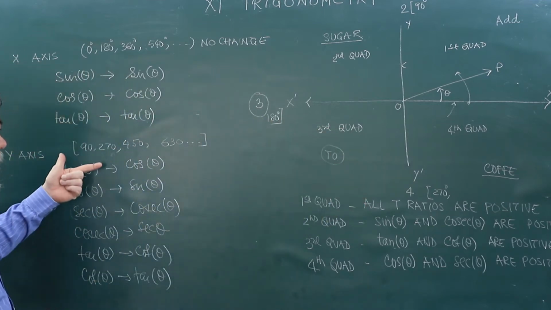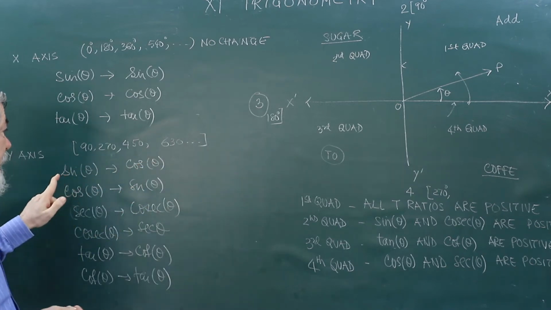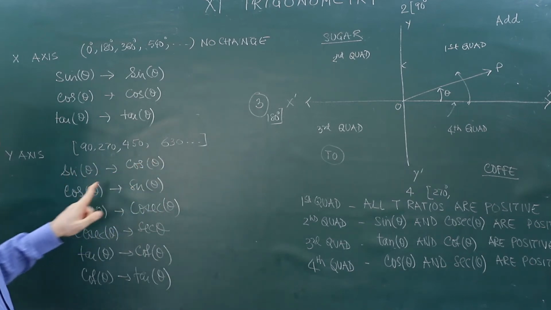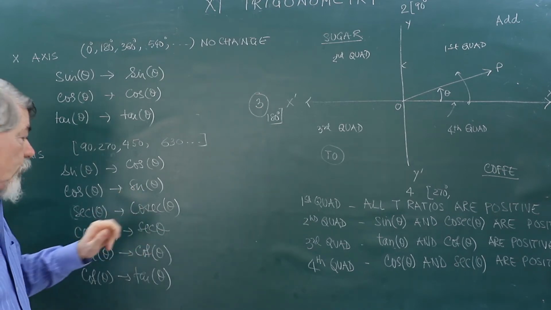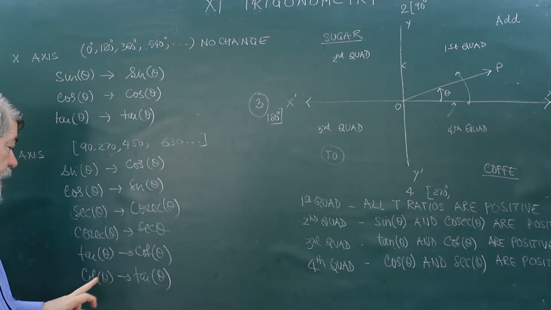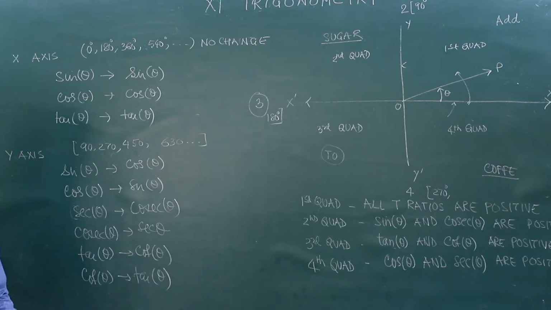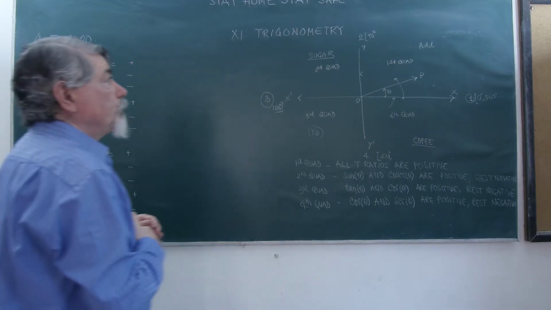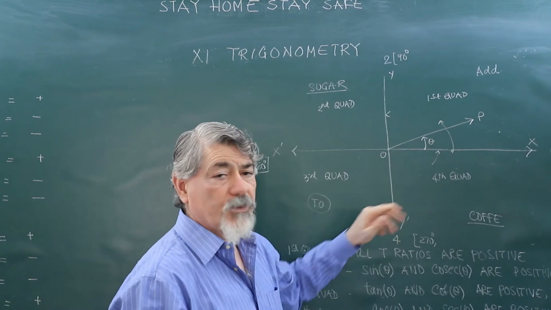So along this line, y-axis, sine theta will change to cos theta, cos theta will change to sine theta, sec theta will change to cosec, cosec will change to sec, tan theta will change to cot theta, cot theta will change to tan theta. We just explained to you the process of these four quadrants.